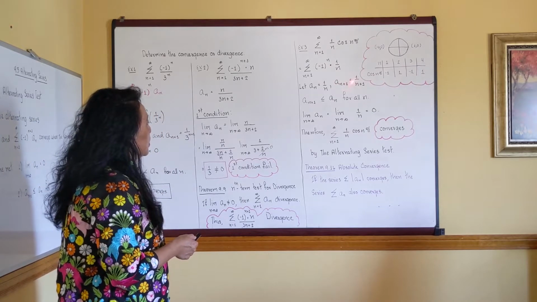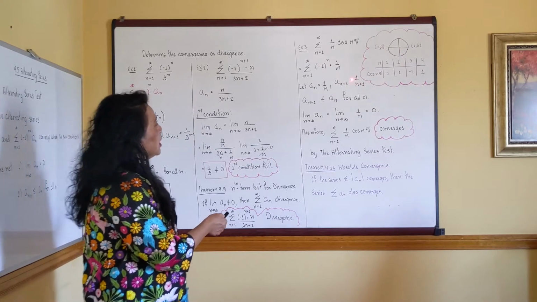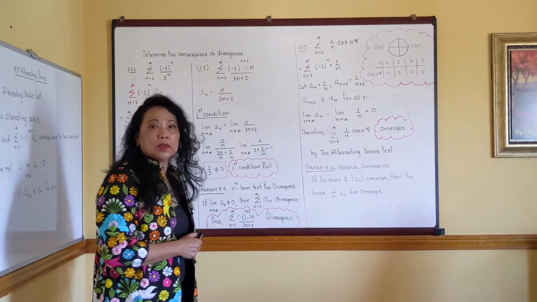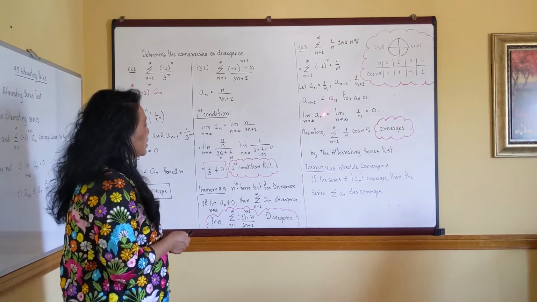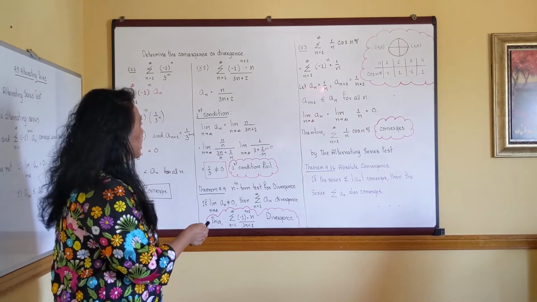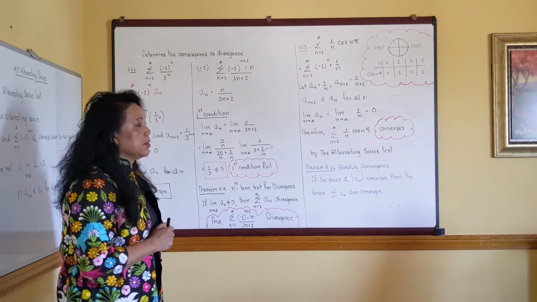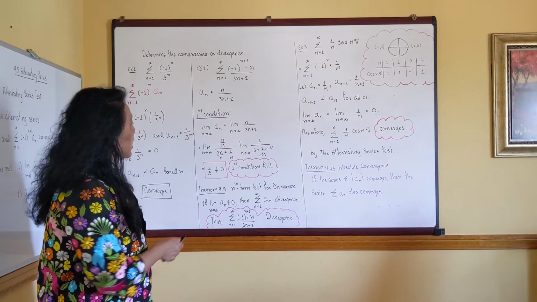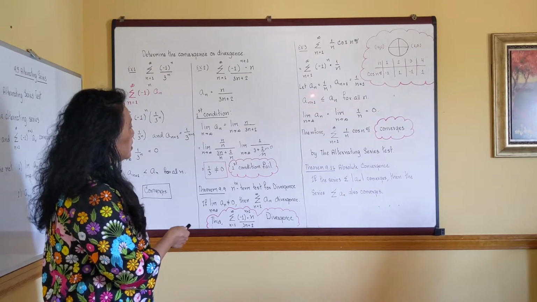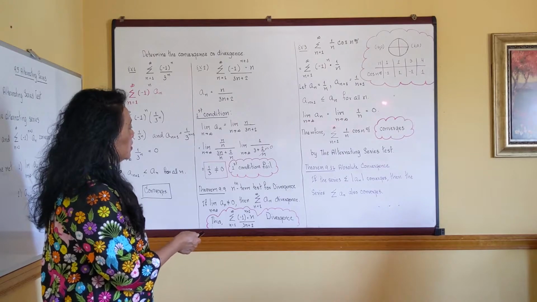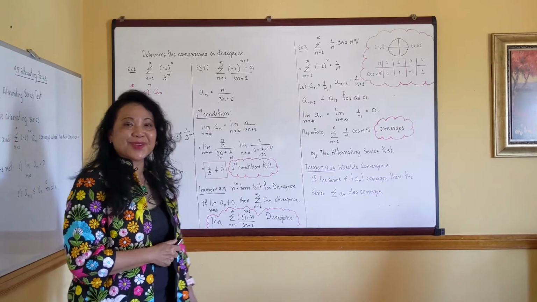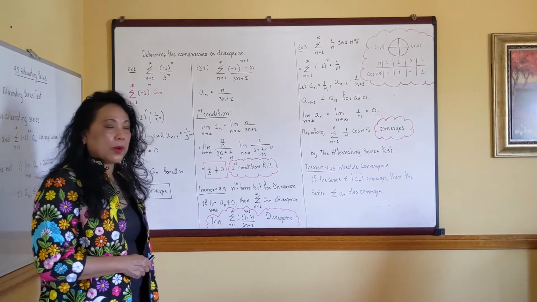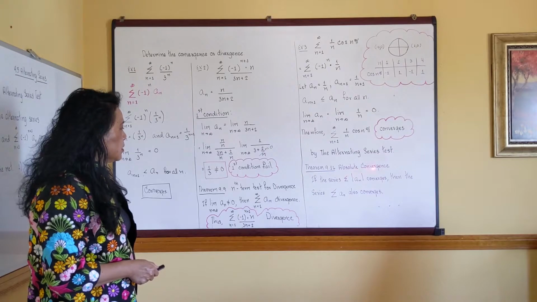From here, my a sub n is 1 over n, and my a sub n plus 1 is 1 over n plus 1. As you can see, the denominator is bigger, so this whole fraction is smaller for all n. If I take the limit of a sub n, which is 1 over n, I get 0. So the first condition is satisfied, and the second condition is right here. So it converges. The next theorem is theorem 9.16, absolute convergence.